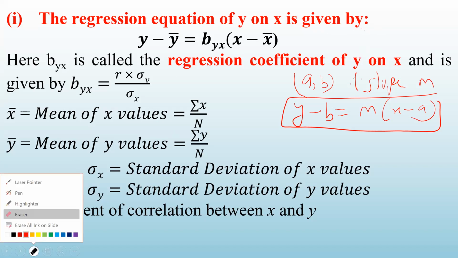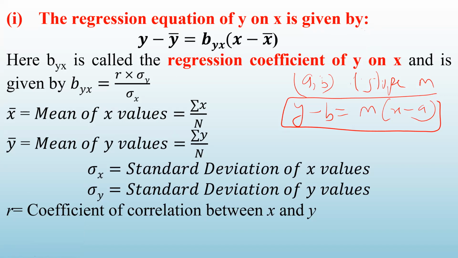If you compare it with the slope point form, this line is passing through the point x bar, y bar, and its slope is byx. See here, compare it with this. The line passing through the point (a, b) and slope m is given by y minus b equal to m into x minus a. This line is passing through the point x bar, y bar. So y minus y bar equal to slope byx into x minus x bar, where byx is called the regression coefficient of y on x.